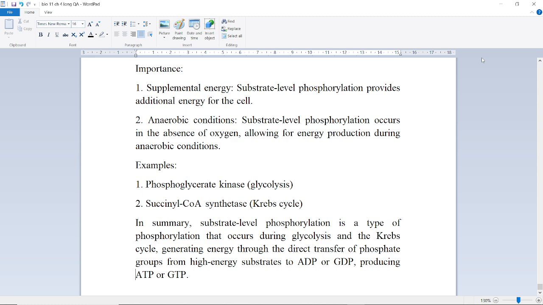In summary, substrate level phosphorylation is a type of phosphorylation that occurs during glycolysis and Krebs cycle, generating energy through direct transfer of a phosphate group from a high energy substrate to ADP or GDP, producing ATP or GTP.